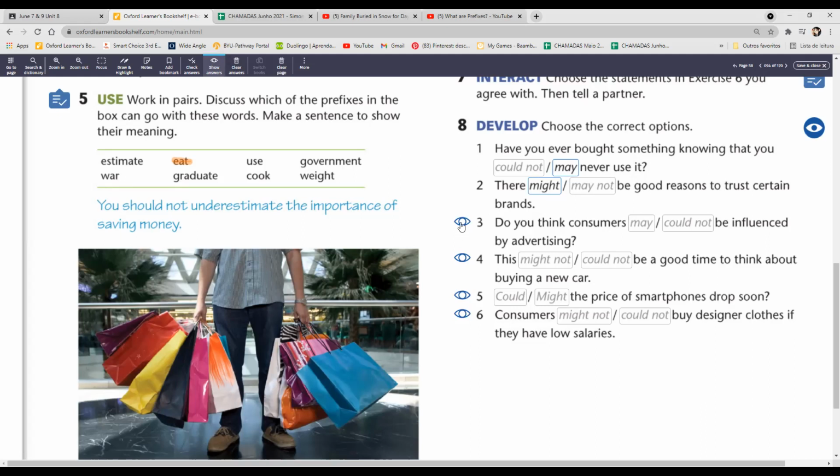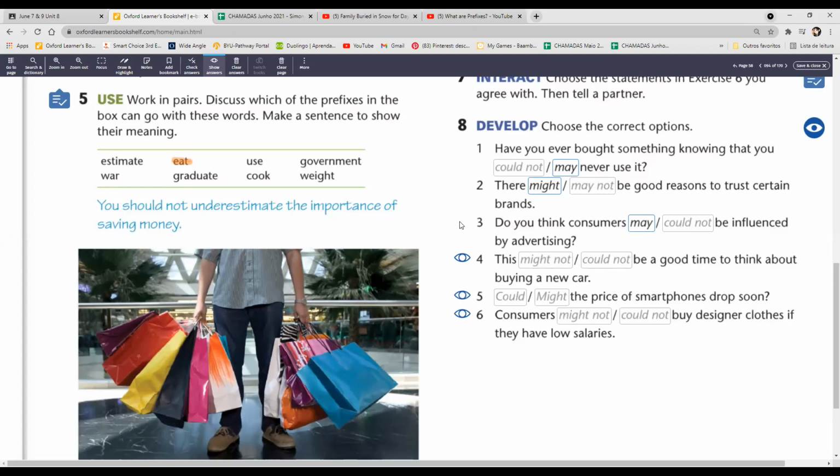Number 3. Here we have could plus not. What do you think, guys? I think it's may. Let's see the answer. May. Do you think consumers may be influenced by advertising? May not, not could.